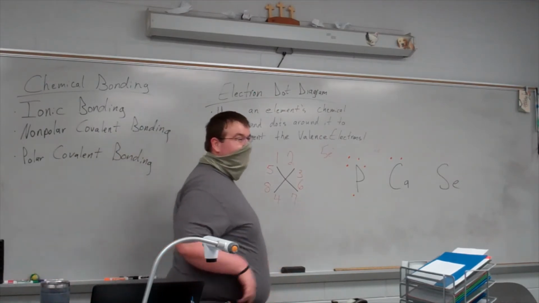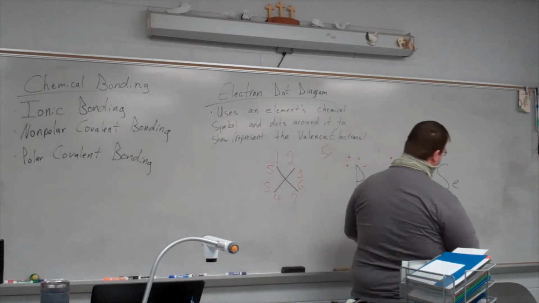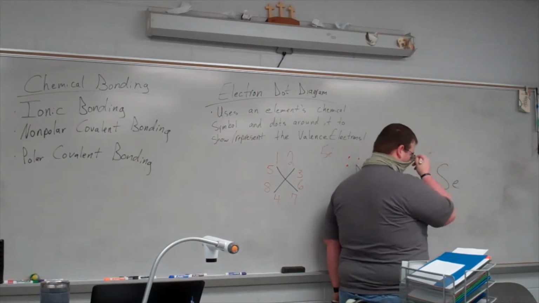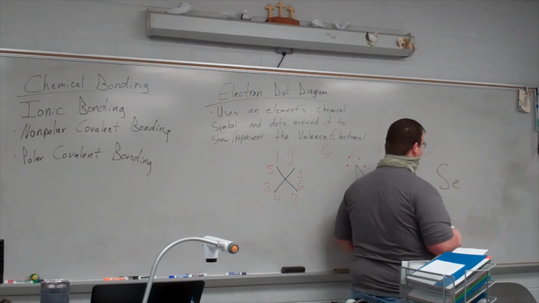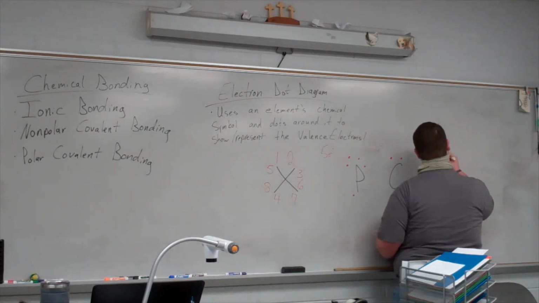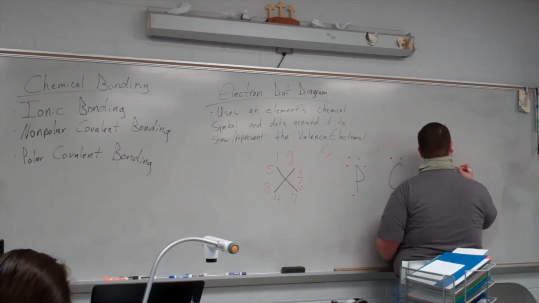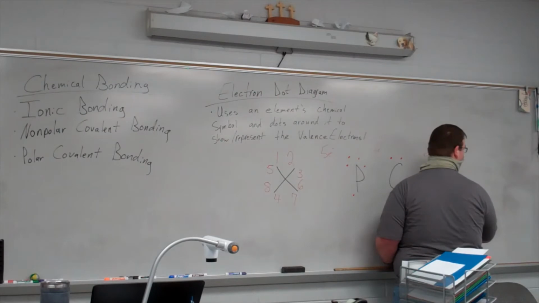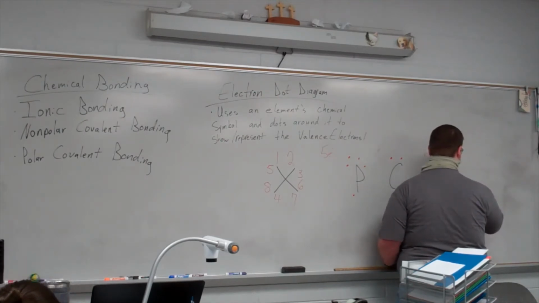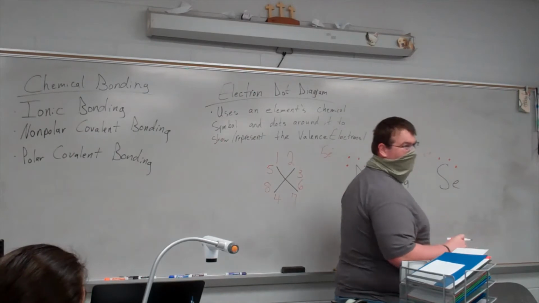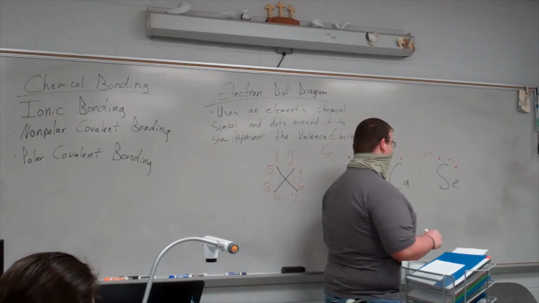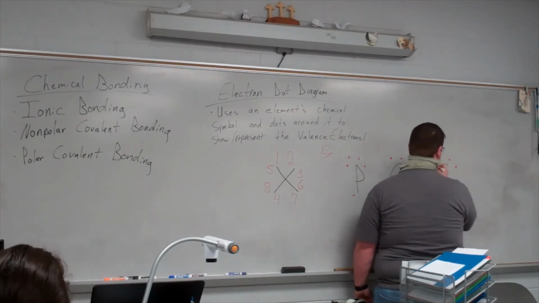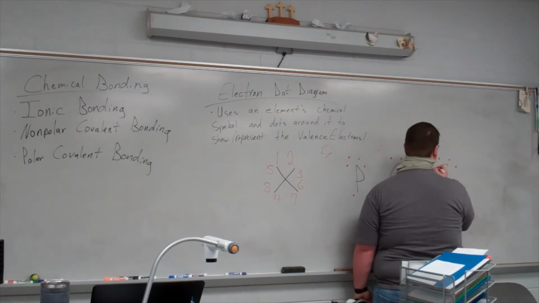Anyway, on good news, how many valence electrons does selenium have? 6. It has the 6 electrons. So with this, yours should look like mine. See? 1, 2, 3, 4. Where does the fourth one go? At the bottom left. Thank you. They go up. 5, and on the other side of the E.